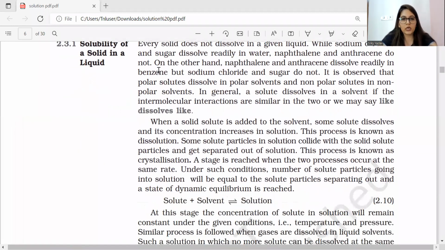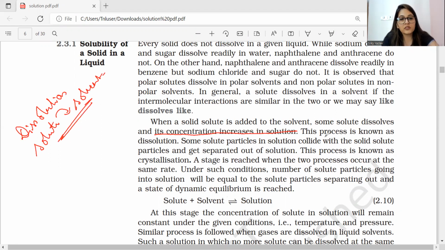So next, when a solid solute is added to the solvent, some solute dissolves and its concentration increases in the solution. You all know that if you have one glass of water, and to that I add one tablespoon of sugar, then if I stir it, the sugar will get dissolved in the water. Okay, so this process of mixing a solute in a solvent is known as dissolution.